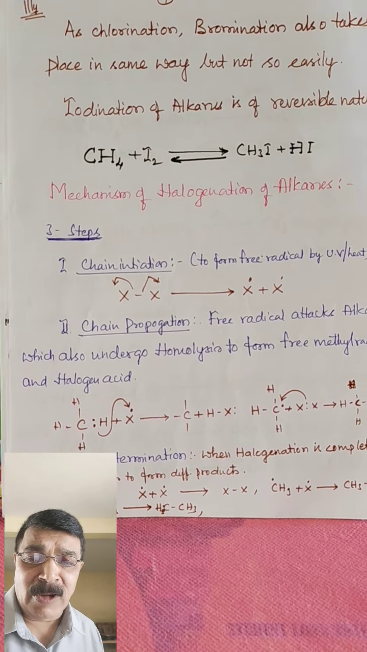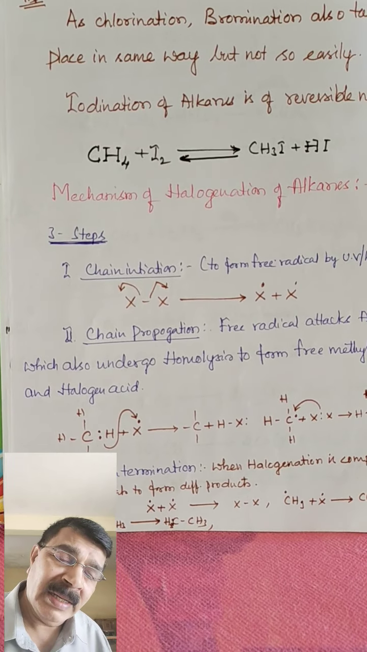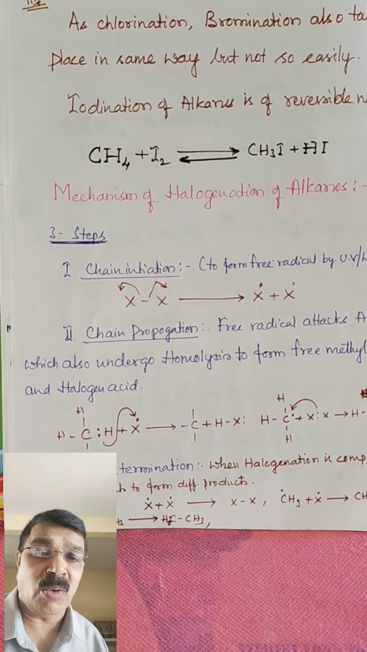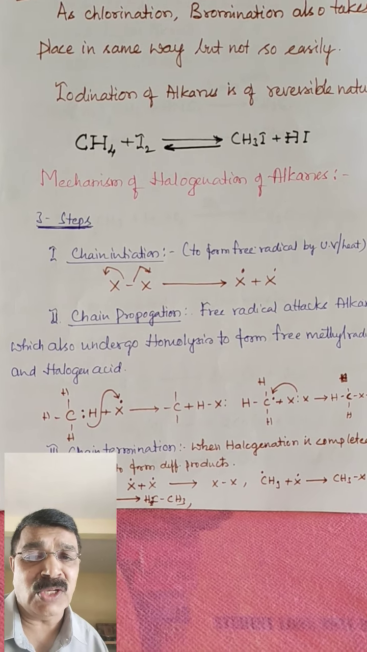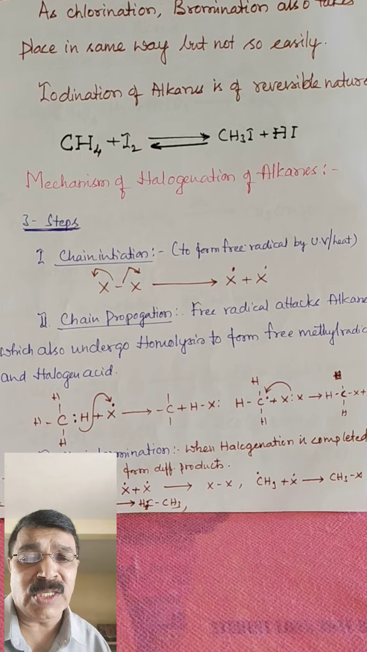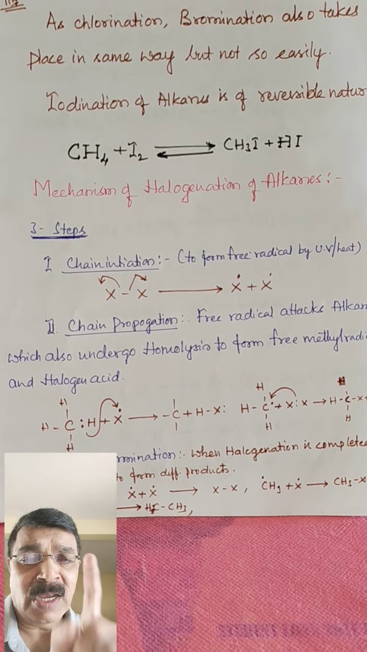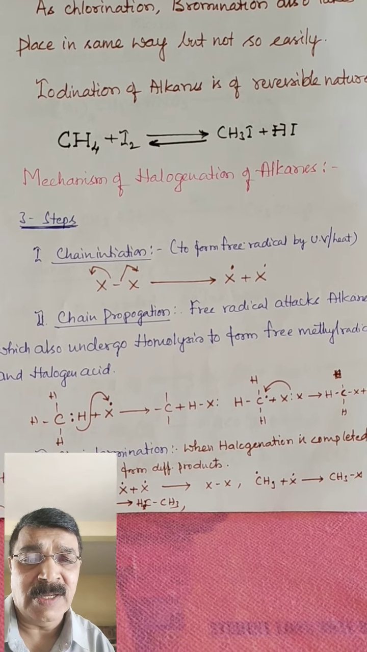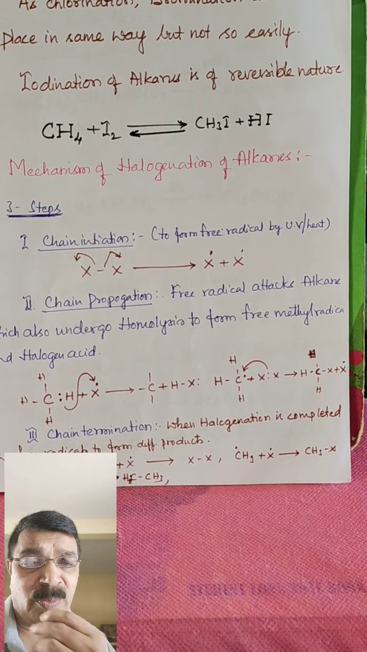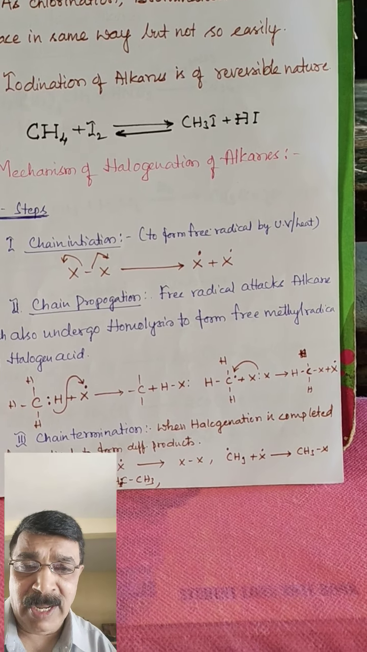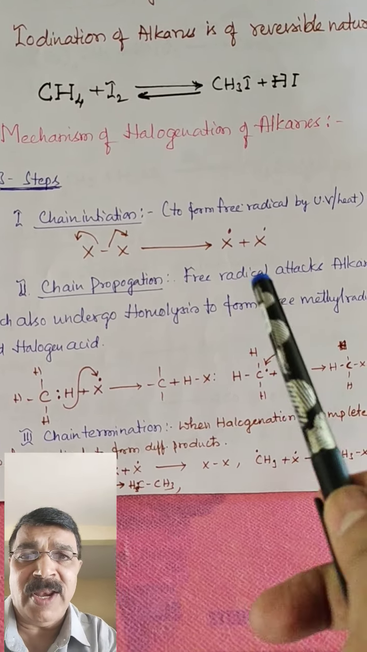Go for the mechanism. This is also very important from the examination view, because you have fewer chapters, and these questions are likely to be focused for the examination. Mechanism of halogenation takes place in 3 steps. The first one is chain initiation. In chain initiation, the halogen X2 forms free radicals in presence of ultraviolet rays. This is the first step.